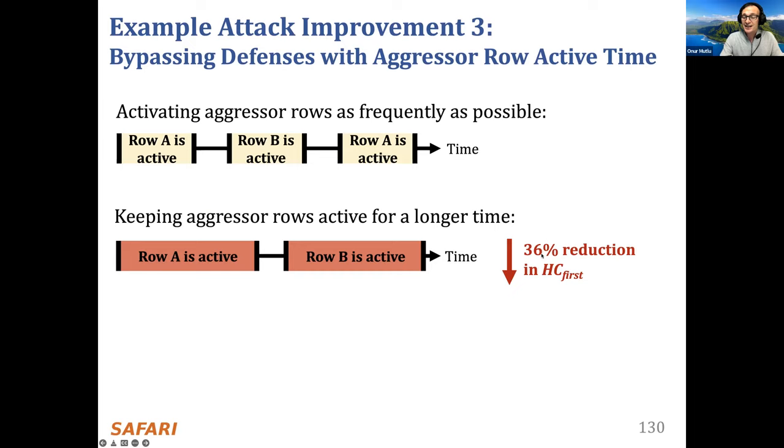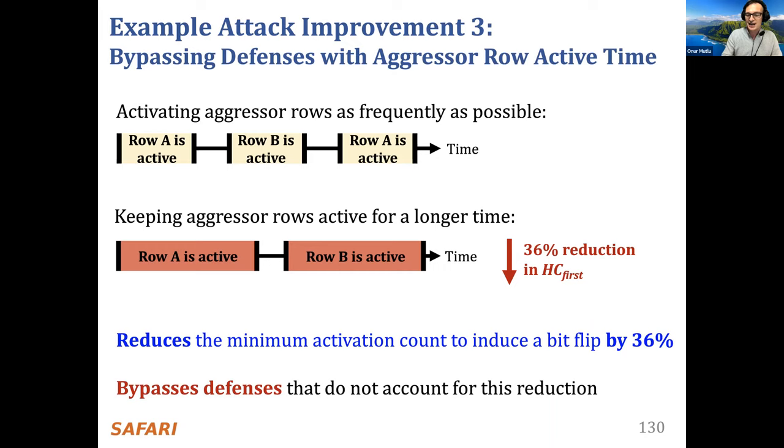This may sound counterintuitive, but there are circuit level reasons for it that we discuss in the paper. Of course, these are hypotheses, right? These are not proven. There are some papers that talk about these hypotheses, but again, these are based on simulations also. So there's some evidence that discusses why this is the case, but essentially you can reduce the number of activations you need to do to get to the first bit flip if you keep the row a little bit more active. And this can bypass the defenses that do not account for this reduction, basically.